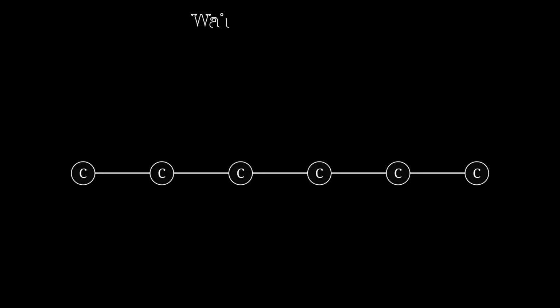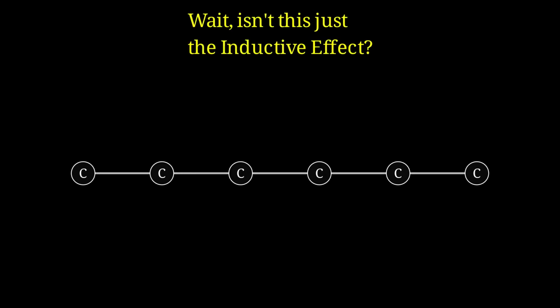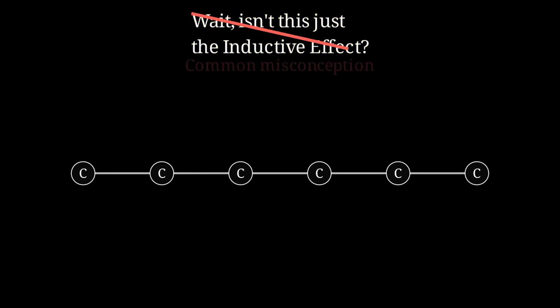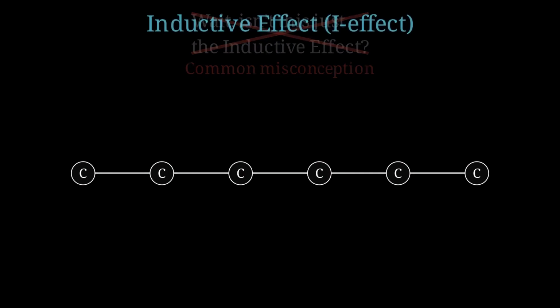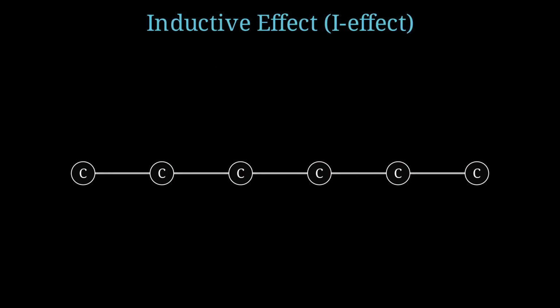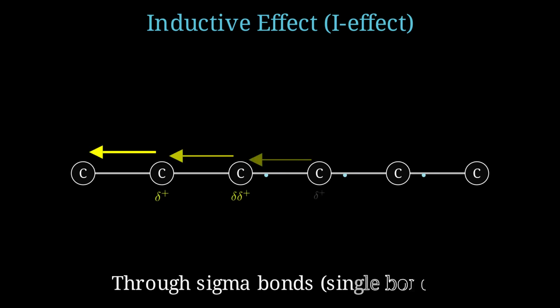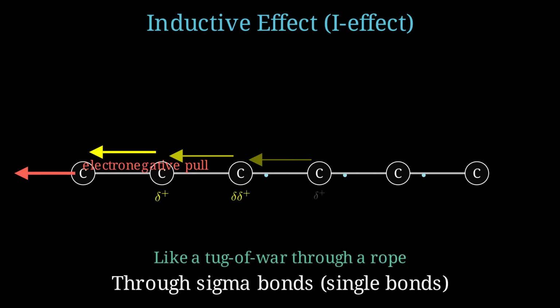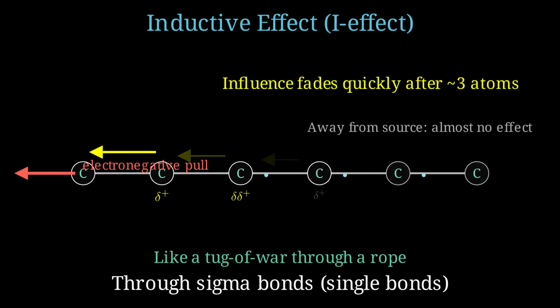At this point, you might ask, wait, isn't this just the inductive effect? This is a common misconception. Let's clarify. The inductive effect, I effect, is about electrons shifting through sigma bonds, the single bonds, due to electronegativity. It's like a tug-of-war through a rope. It gets weaker very quickly as you move away from the source.